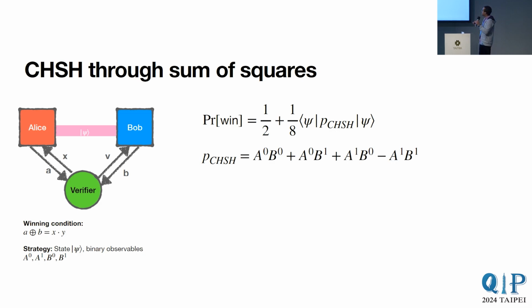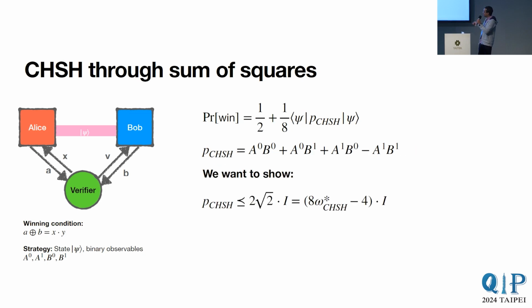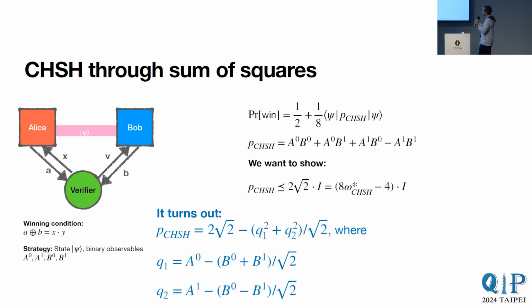One way of doing it is through a technique from polynomial optimization called the sum of squares technique. Basically, you show that the winning probability in the game is always upper bounded by cosine squared pi over 8 times identity. Or with this rescaled version, it's always upper bounded by 2 root 2 times identity. And you show that by just writing it as 2 root 2 minus some terms that are the squares of measurement operators. And so those things are just always positive because they're squares of Hermitian matrices.